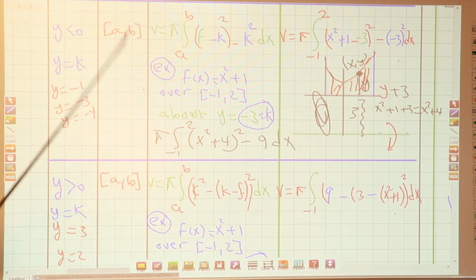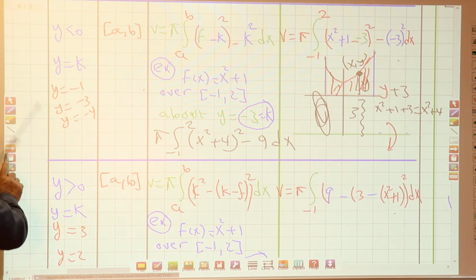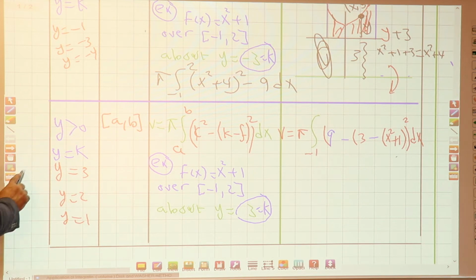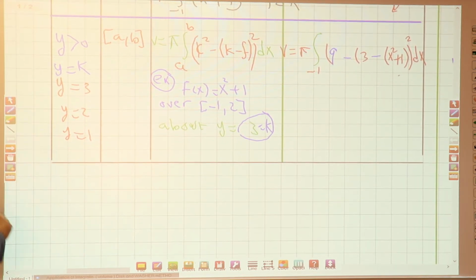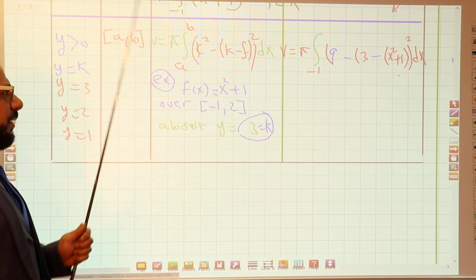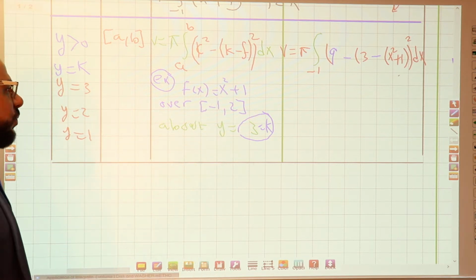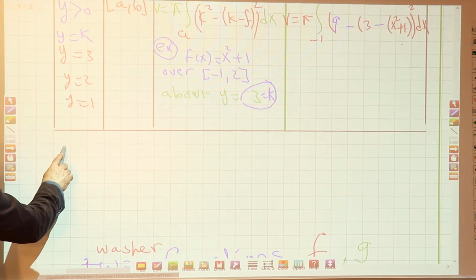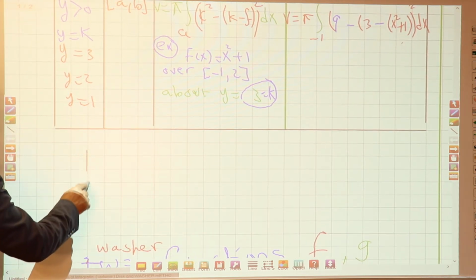If you have any problem with that, just please send it to me. Now, here is a different case. What happened here? y is greater than 0, like 3, like 2, like 1. To understand it, I will revolve the same function, x squared plus 1, from negative 1 to 2, but my line is y equals 3.